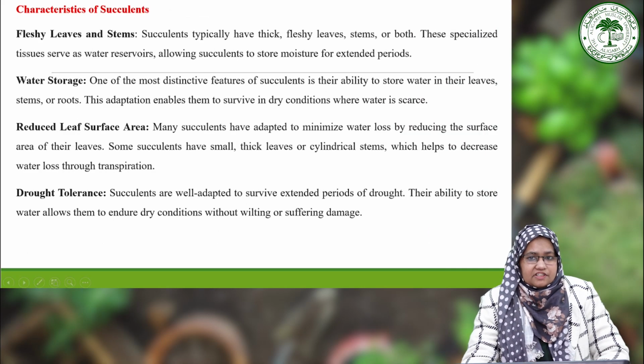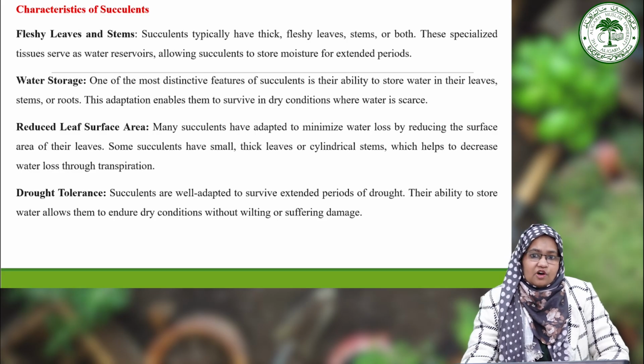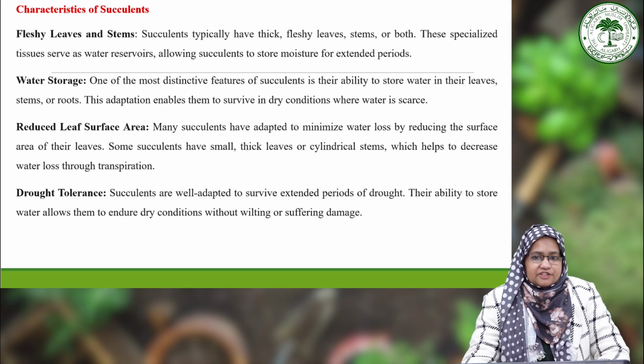The characteristic features of succulents include, the first, fleshy leaves and stems. Succulents typically feature thick fleshy leaves, stems, or both. These specialized tissues act as reservoirs for water, enabling succulents to store moisture for prolonged periods. Then water storage. Succulents are known for their capacity to store water in their leaves, stems, or roots. This adaptation allows them to thrive in arid environmental conditions when water availability is limited.